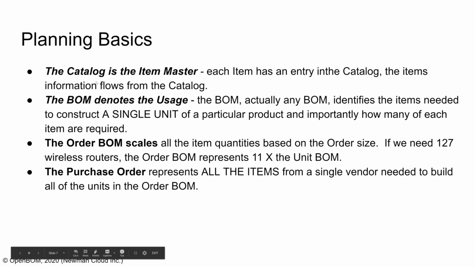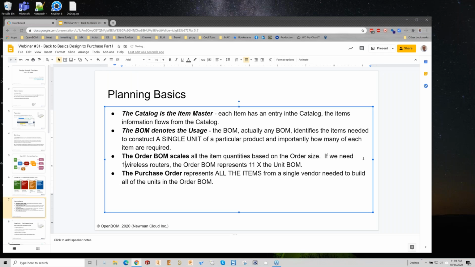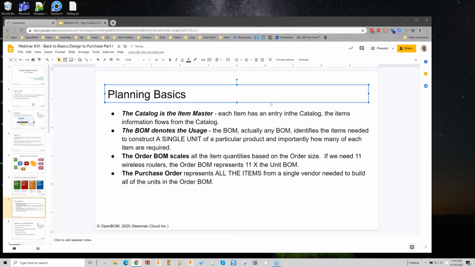We're going to talk about what the catalog is. The catalog is the item master. Each item has an entry in the catalog. The BOM denotes the usage of the item. So if you have something in the catalog, you don't have, let's say, quantity per se. You have maybe quantity on hand, but you don't have the quantity that you need. That's mastered in the BOM.